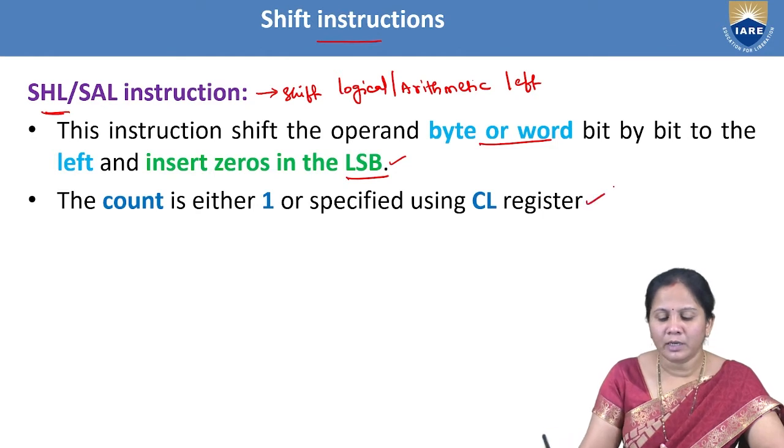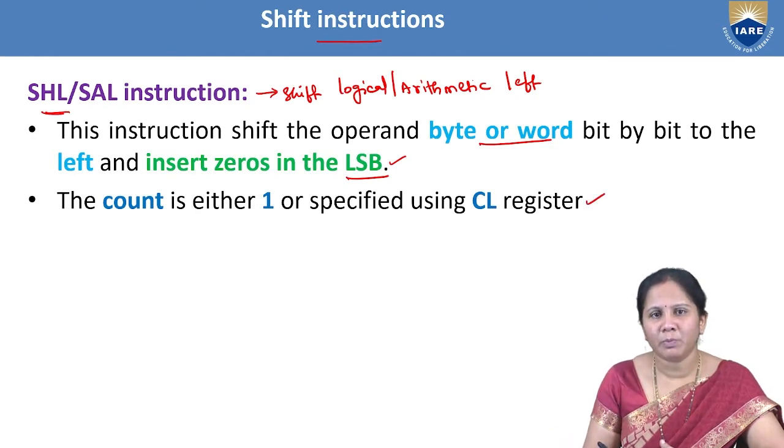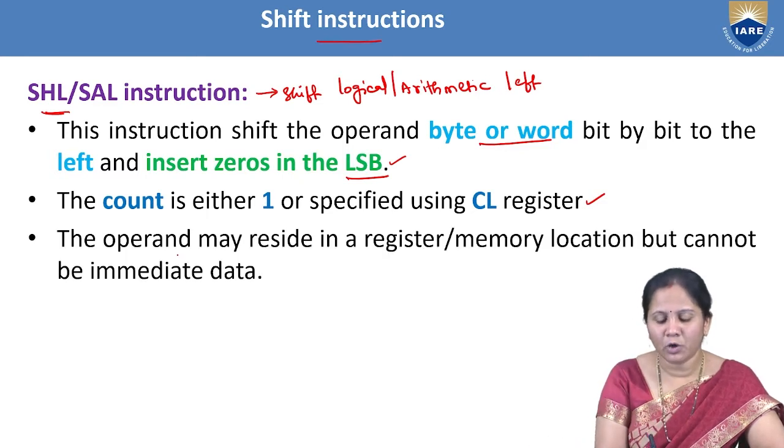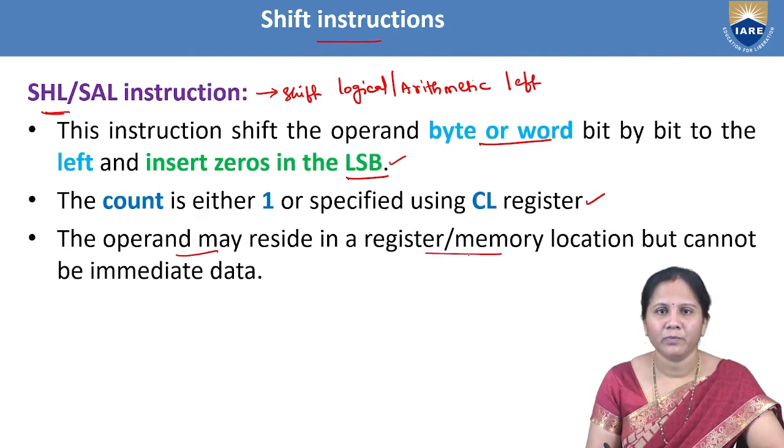Now, how many times the shifting operation should be performed can be indicated in the instruction. If it is only one time shifting, you can indicate it within the instruction. If the shifting operation is to be performed more than one time, you have to indicate that with the help of a counter, that is, by taking a value into the CX register and using it as the count value. The operand may be present in a register or a memory location, but it cannot be an immediate data.